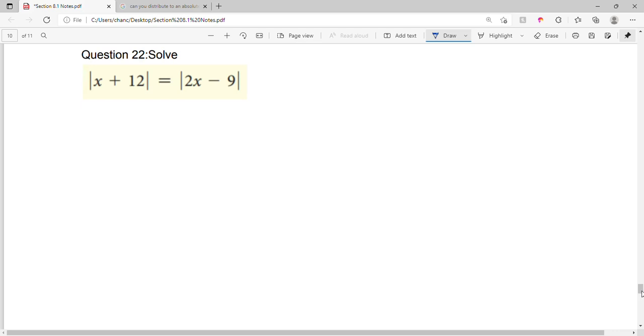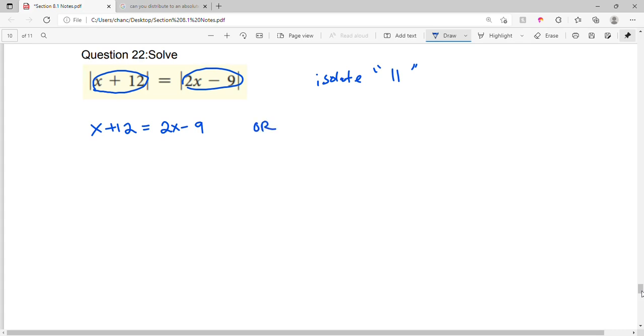In question 22, we have two absolute values. So the goal is always to isolate the absolute value first, and in this case, we have two. So we're going to have to do something a little bit different. There's two possibilities. One possibility is the arguments are equal to one another. So let's say x plus 12 could be equal to 2x minus 9. If they're both positive, then they could both be equal to the same number. Or if they're both negative, this would also be true because the absolute value is going to give us a positive number. So that's one scenario.